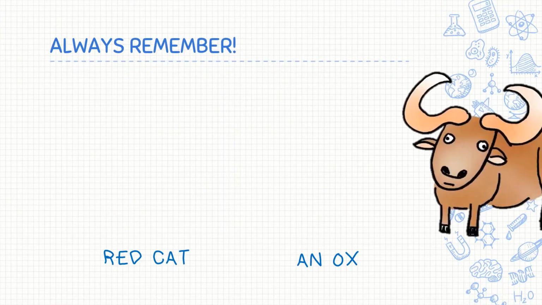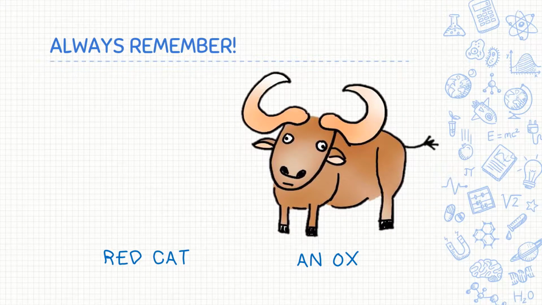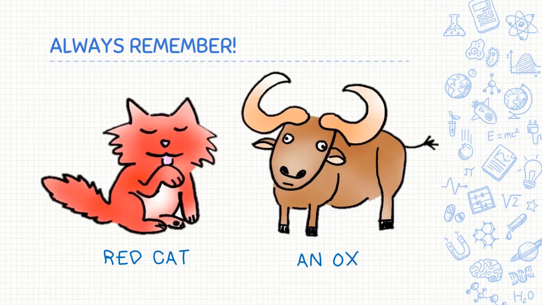To avoid getting confused over and over again, we can use these mnemonics. The red cat is for the reduction process, which occurs at the cathode, while an ox is for the oxidation occurring at the anode.